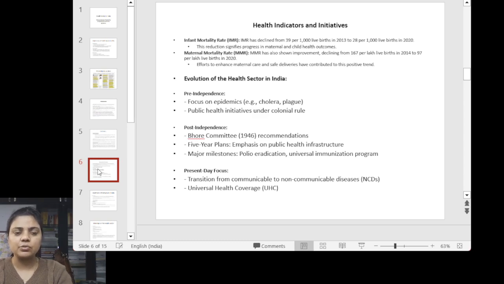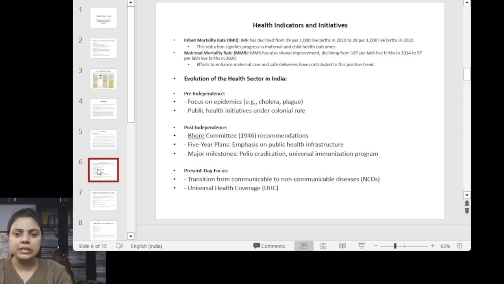We have to focus on access to care. So this is something which is relevant today also. Apart from that, in the five-year plans, the government focused on public health infrastructure and established AIIMS. If I talk about government medical institutions and universities, that was the plan in the five-year plans of the government. Apart from that, we have eradicated certain diseases: polio eradication was declared in the year 2014, and we have eradicated smallpox also, and we have run the universal immunization program. So these were the steps taken by the government.